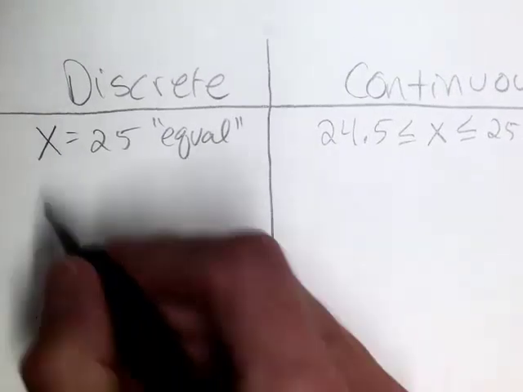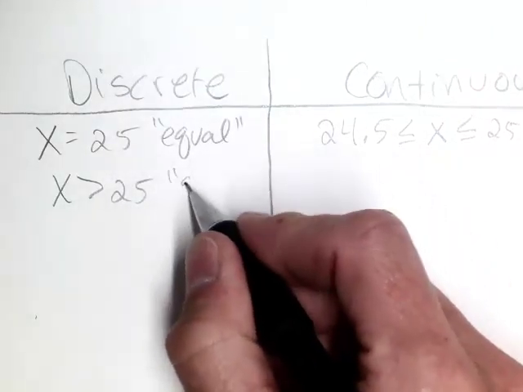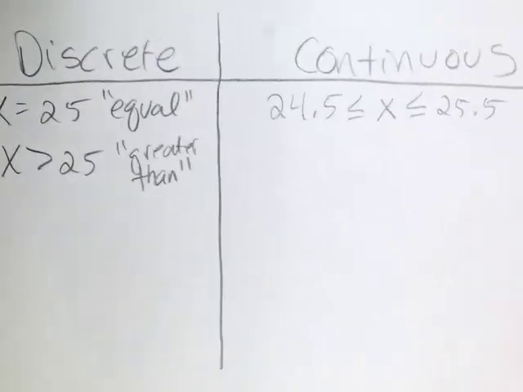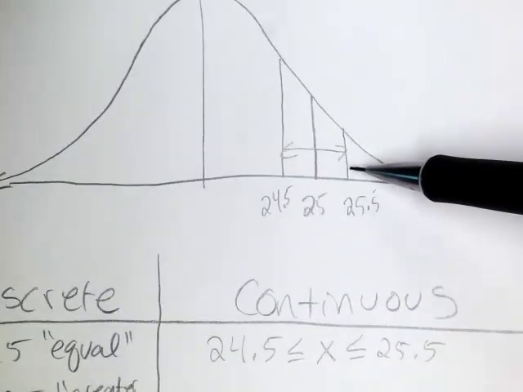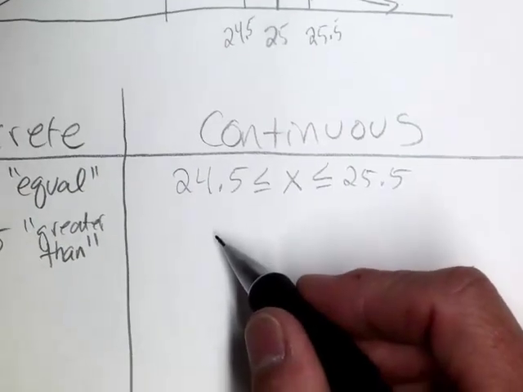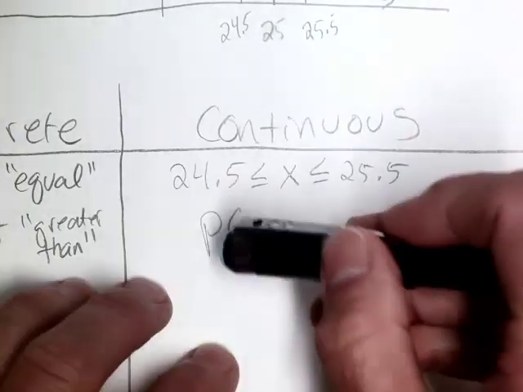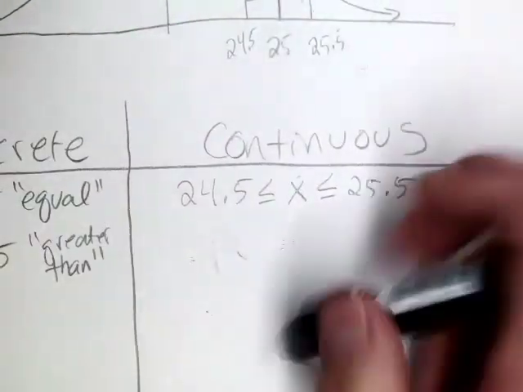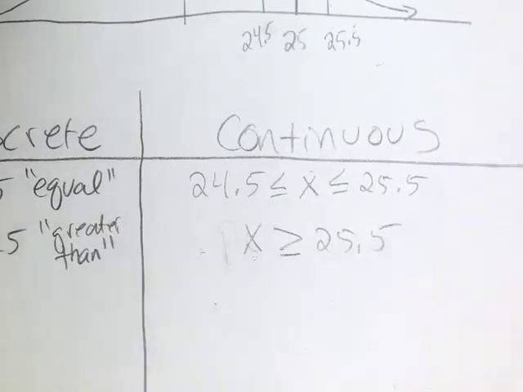All right, so if x is greater than 25, that does not include the 25, so looking back at our sketch, that would be the area that goes from 25.5 to positive infinity. So as expressed in inequality notation, I'll just keep it as an inequality. The corresponding inequality would be x is greater than or equal to 25.5.